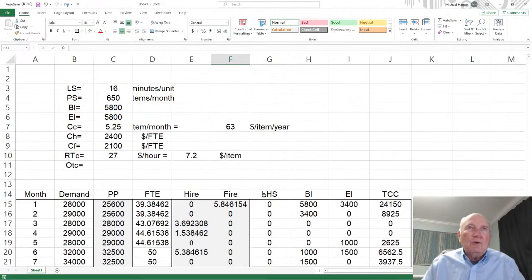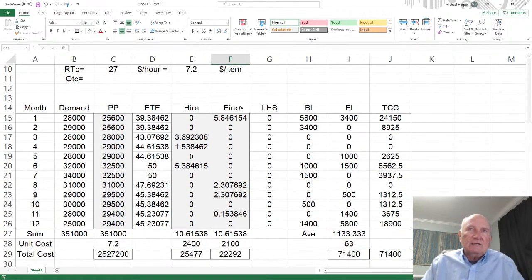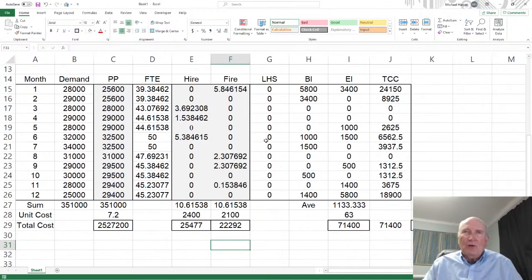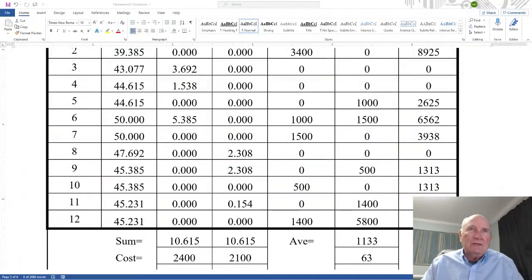I will post an Excel spreadsheet just like this in Canvas, so you will have this to start from. You pull off of this what you need. But let's go back to the homework.